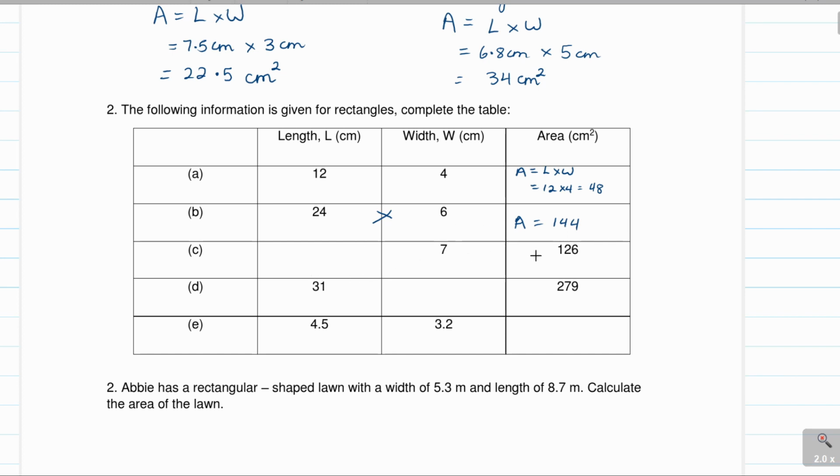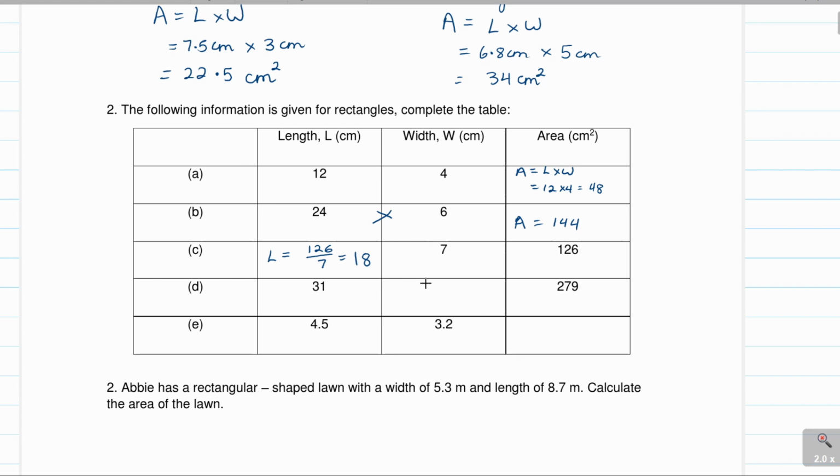Now in this case we have the area and the width, and we need to find the length. So on the previous page we said that to find the length, it's the area divided by the width. That's 126 divided by 7, and that will give me 18 centimeters.